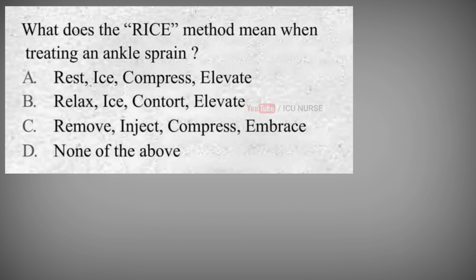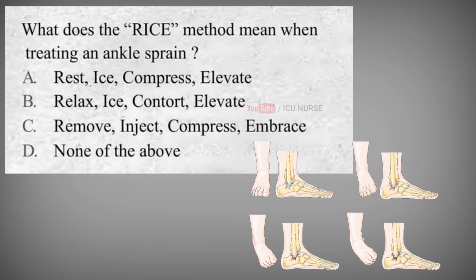What does the RICE method mean when treating an ankle sprain? A. Rest, ice, compress, elevate. B. Relax, ice, contort, elevate. C. Remove, inject, compress, embrace. D. None of the above.